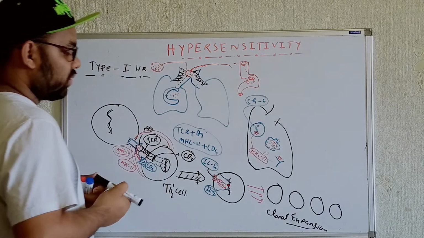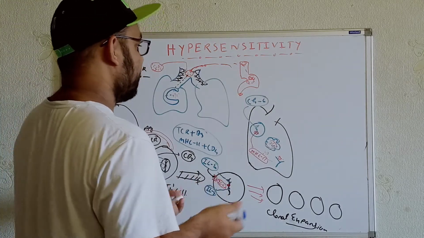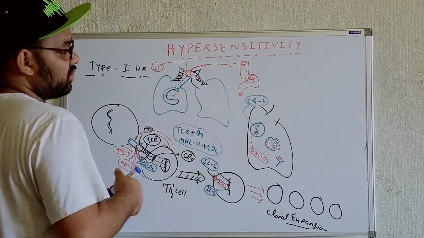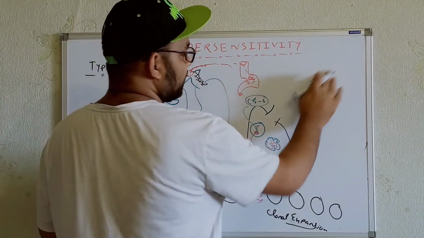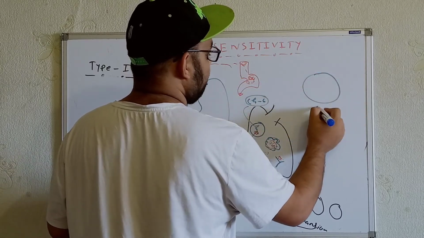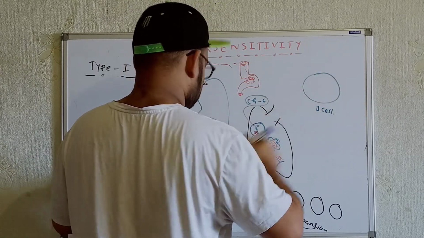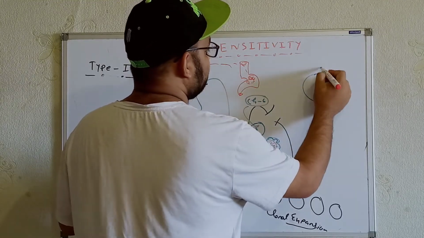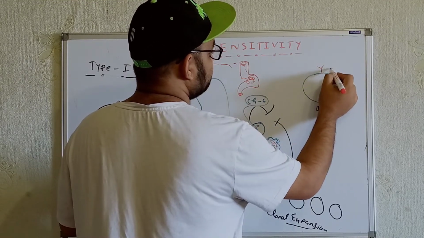Now when you get clonal expansion, I'll tell you another thing over here. Whenever the pollen grains are going to the lymph nodes, there is the presence of the B lymphocyte as well. Now for example, this is the B lymphocyte over here. Within the B lymphocyte there are some receptors responsible for taking the pollen grains within them.